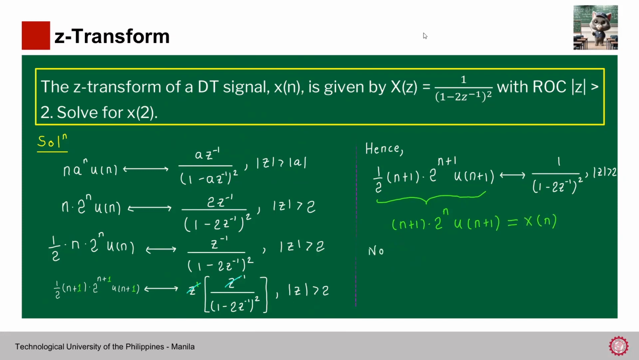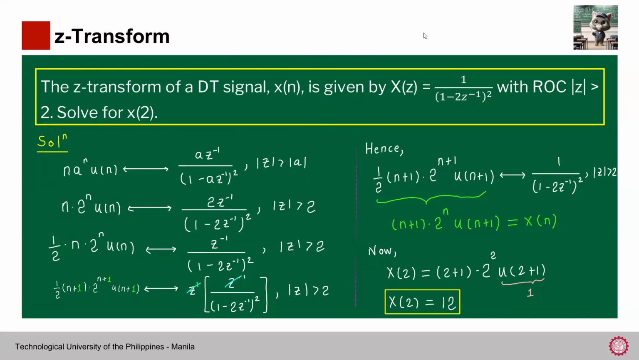Now, yung x of 2 natin, kasi yun yung pinaka hinahanap sa question. So yung x of 2 natin, we have, therefore, 2 plus 1 times 2 raised to 2 u of 2 plus 1. Okay, so u of 3, alam natin guys, the value of this one is always 1 because this is greater than 0, obviously. So therefore, what is the value of x of 2? We have 3 times 4, so we have 12. 12 is our final answer. So yan yung answer natin in this particular question, and this is also the solution.